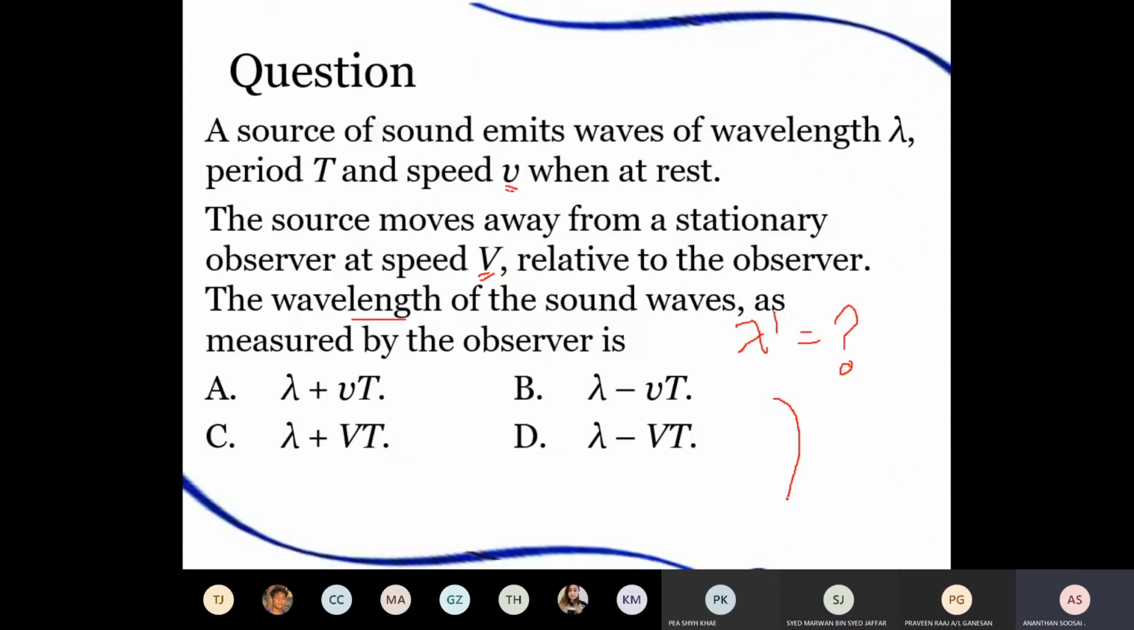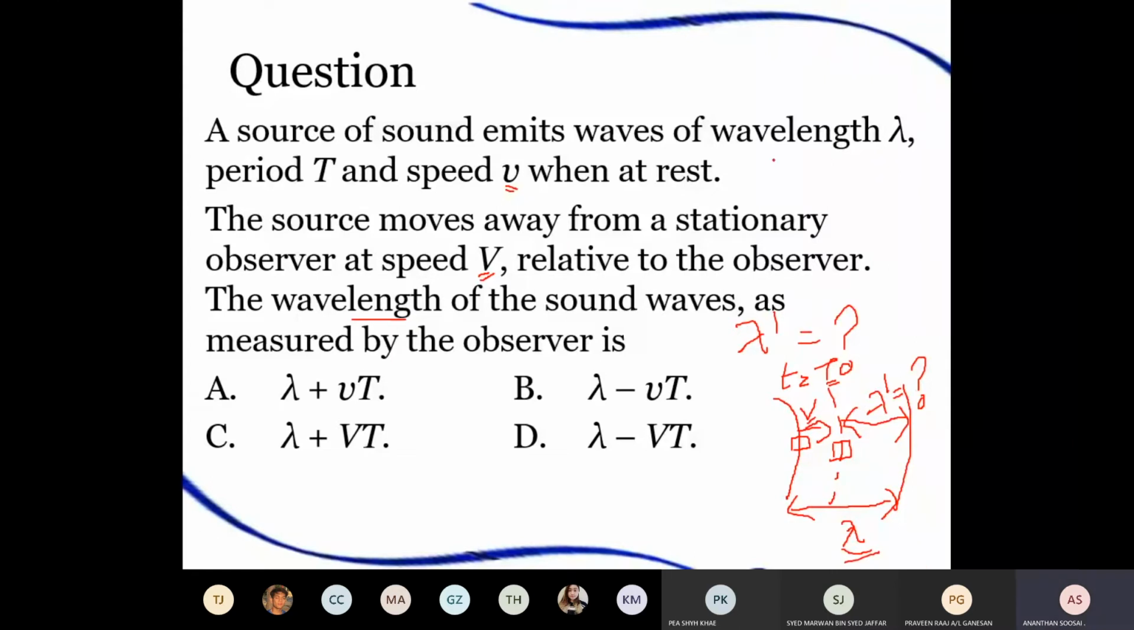So this is the derivation I show you. The source is here, moving forward with the capital V. This is the original wavelength, lambda. Because it's moving forward with V, this is the new location of the source after time t. So the original lambda becomes shorter, to a new lambda dash. The question is asking for this lambda dash, in terms of period, in terms of speed of the source V, in terms of original wavelength.